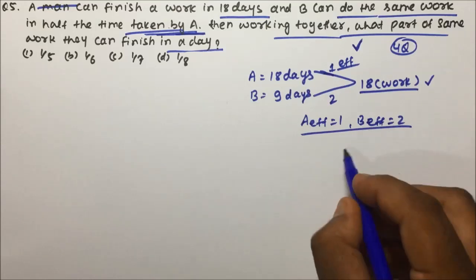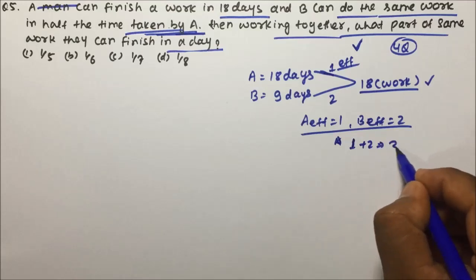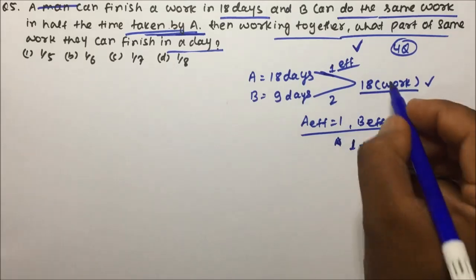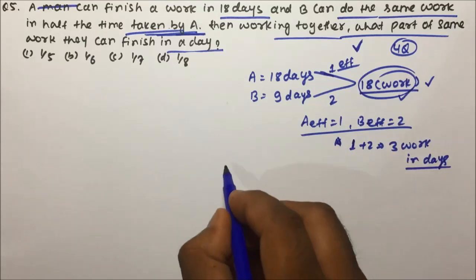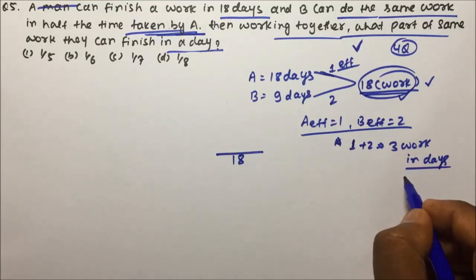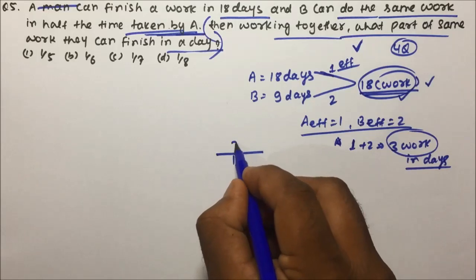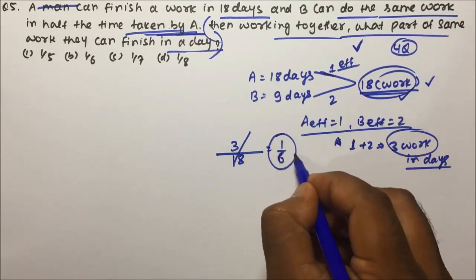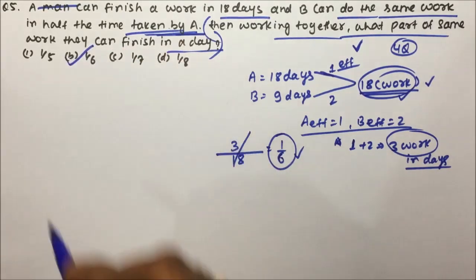That means if they work together, they will be able to complete 3 work in a day. So what is the total work? Friends, whatever you take as the LCM, or whatever number you assume, that becomes our total work. Suppose here the total work is 18, and in one day, working together, they are able to do 3 work. That means you can say 1 by 6th of the part of the work A and B are able to do working together. So option B will be the correct answer.